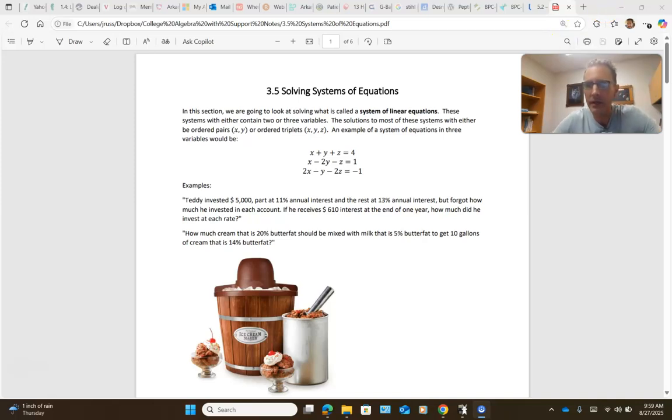Okay, welcome back, guys. We're going to be covering section 3.5 today. And as you can see, this is on solving systems of equations. Well, more specifically, systems of linear equations. So when I say linear equations, that just means that nothing can be squared, nothing can be cubed. These aren't going to be quadratic or cubic.